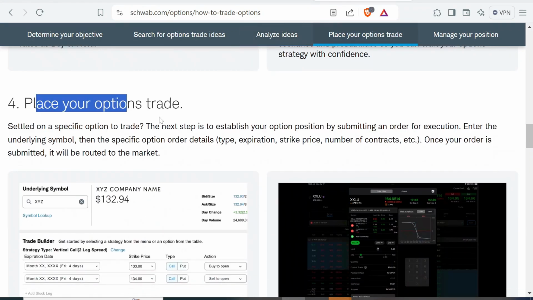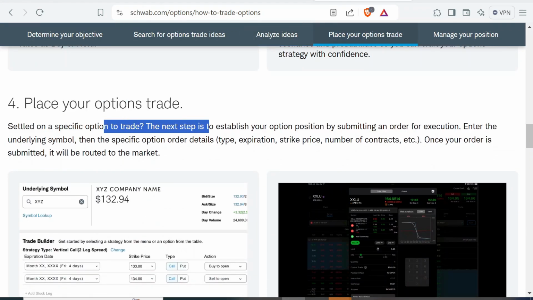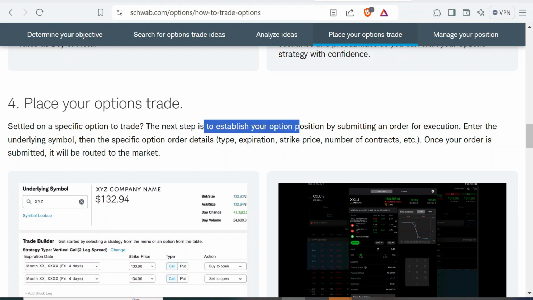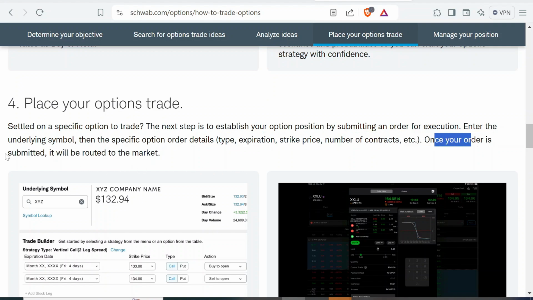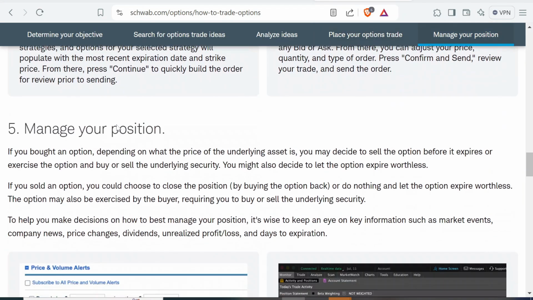Now you're going to place your option trade. Once you've settled on a specific option trade, the next step is to establish your option position by submitting an order for execution. Enter the underlying symbol, then the specific option order details: type, expiration, strike price, number of contracts, etc. Once your order is submitted, it will be routed to the market.